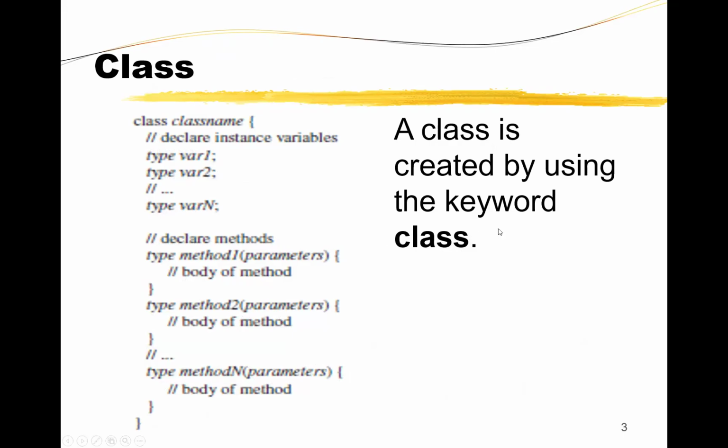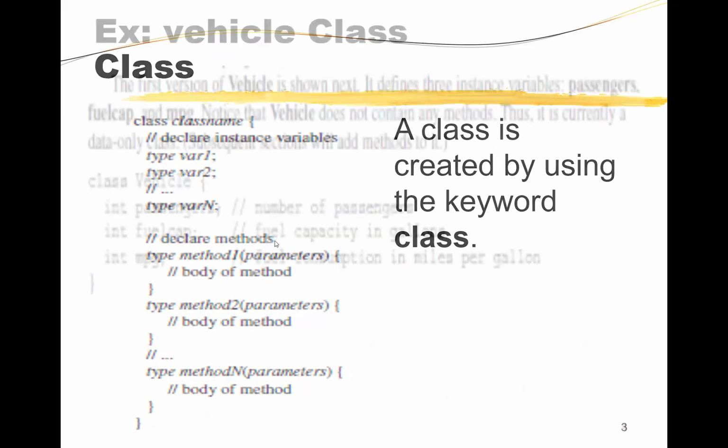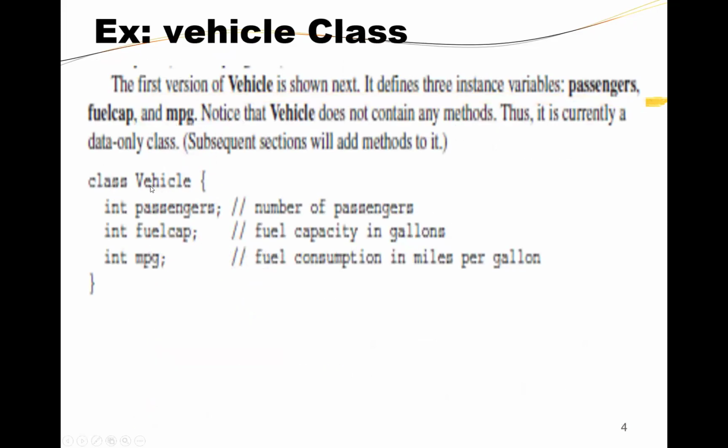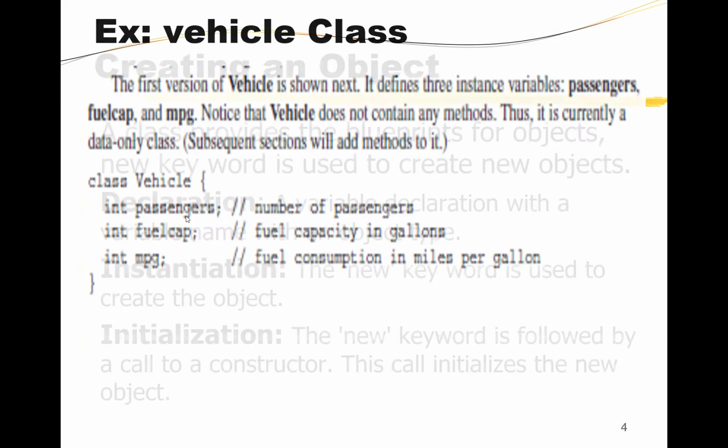And this is how you declare a class. We have already done it. A class is created by using the keyword class, and the class may contain variables and methods. Variables we call fields or attributes, and the methods we have. This is a way of declaring a class. Then we can see this class only has some instance variables. Therefore, you can call it a data only class, because no methods are declared.